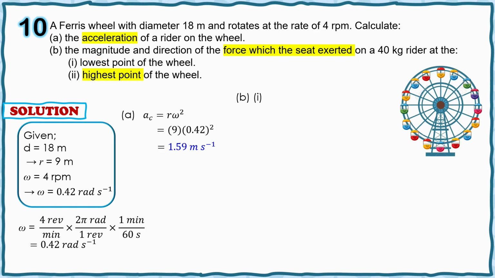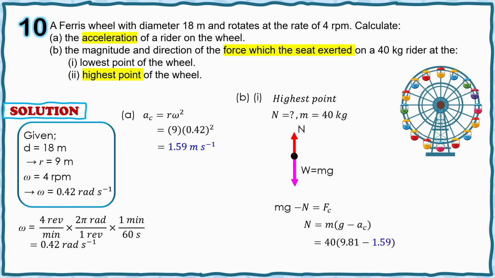At the highest point, same thing. We want to calculate the force which the seat exerted on the rider, which represents the normal force. We refer to the free body diagram at the top, or the highest point. So we get N upward, W downward. But in this case, because W is in the same direction as the AC, our equation is mg minus N is equal to FC. You substitute the value, and you can calculate the force which the seat exerted on the rider is equal to 329 Newton. And the direction is upward, same direction as the first.